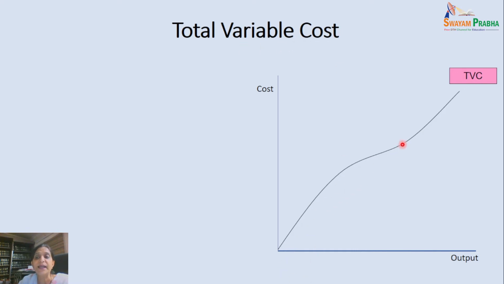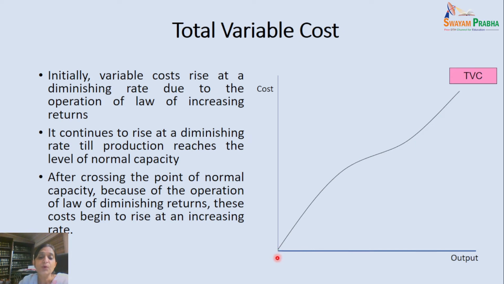What do you see in this graph? We have made this TVC, which is something like an inverted S, where in this graph again we are measuring on the vertical axis your cost and on the horizontal axis your output. What do we see? Most important thing is that when you are not producing anything, when the output is 0, the variable cost is 0. It is 0. And then as your output increases, or as you start producing more, this total variable cost increases.